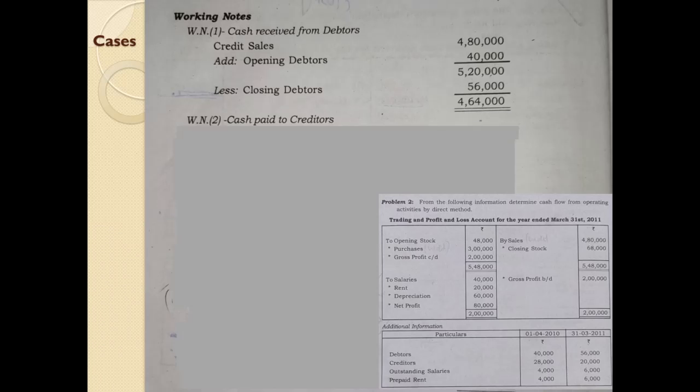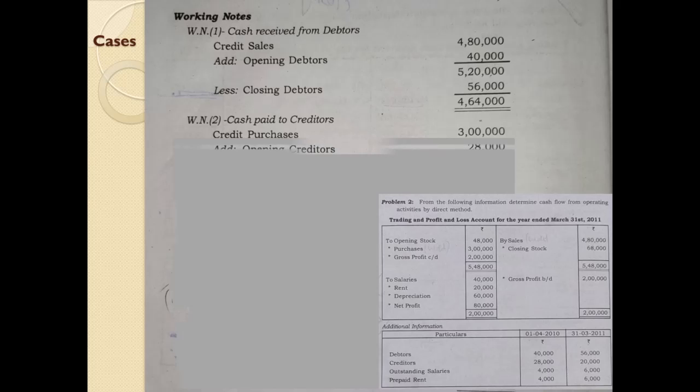Next one, cash paid to creditors. The same pattern can be used here. Credit purchases: in the question you can see that there is no such information regarding credit purchases. If there is no information given in the question, you can assume that purchases given in the question can be considered as credit purchases. Otherwise, the details regarding credit and cash purchases would have been given in the question. In that case, you have to mainly take credit items.